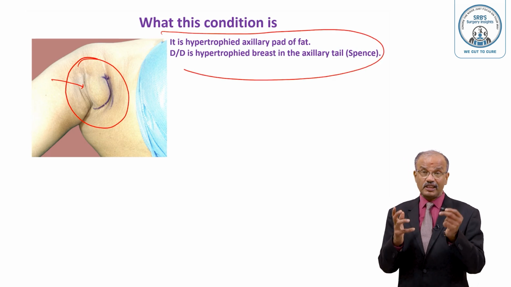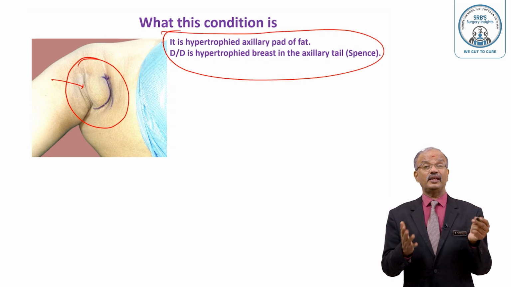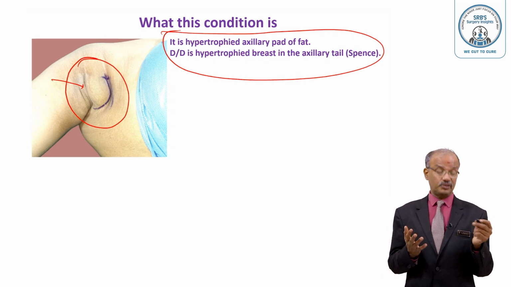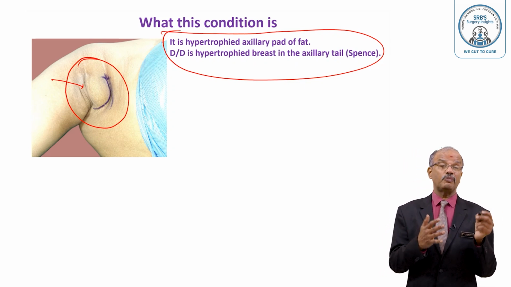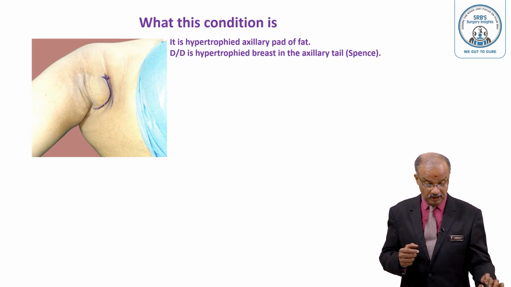And other than that, accessory breast tissue also. The commonest site of accessory breast tissue, you know, is the axilla. It is an MCQ question also. So accessory breast, which may be painful, may be another possibility which you have to think of.